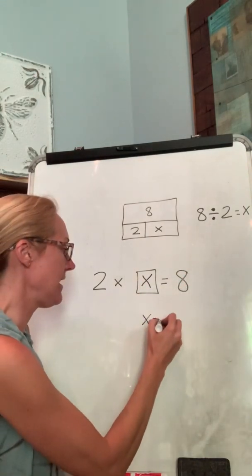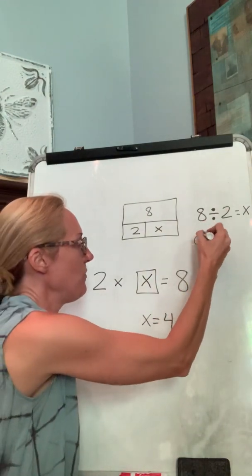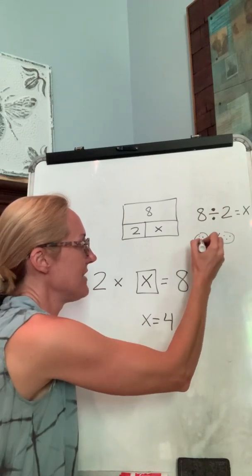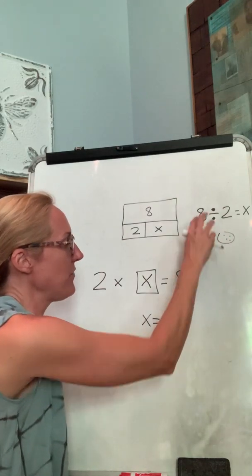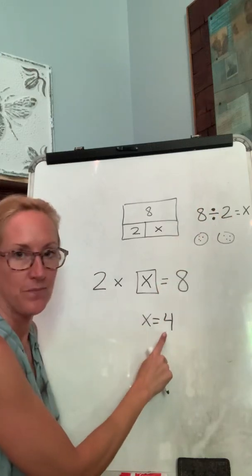So x equals 4. And again, if you need to figure it out, you have 2 people, and you have 8 stickers. 1, 2, 3, 4, 5, 6, 7, 8. How many did each person get? If you divide that 8 into 2 piles, they each get 4. All right.